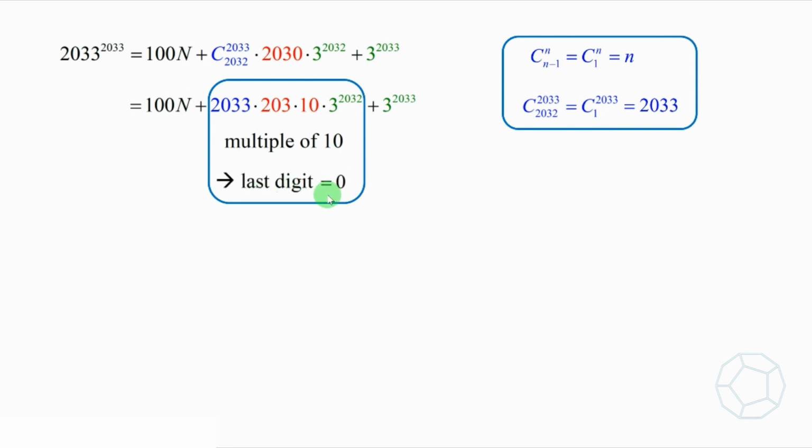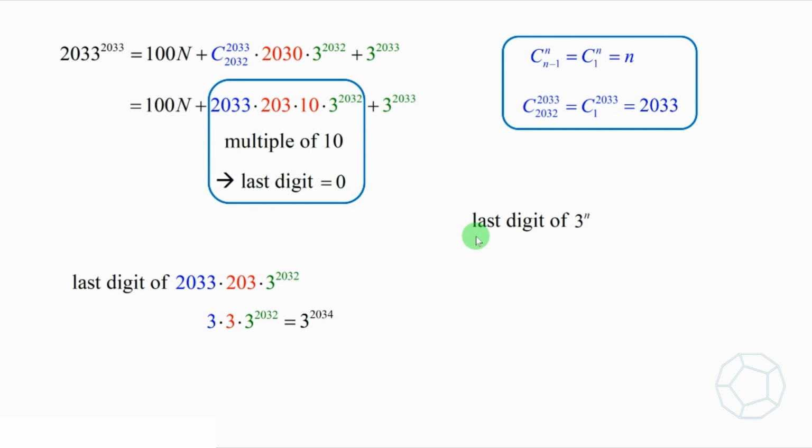In other words, we can ignore the factor 10 for a moment and only consider the last digit of the remaining product. For each integer, only the last digit matters, so we just have to look at 3 times 3 times 3 to the power of 2032, which is equal to 3 to the power of 2034. This leads to an important property of powers of 3. That is, the last digit repeats itself, or we can say that it is periodic. Why is that so? Let's check out the first four powers of 3.